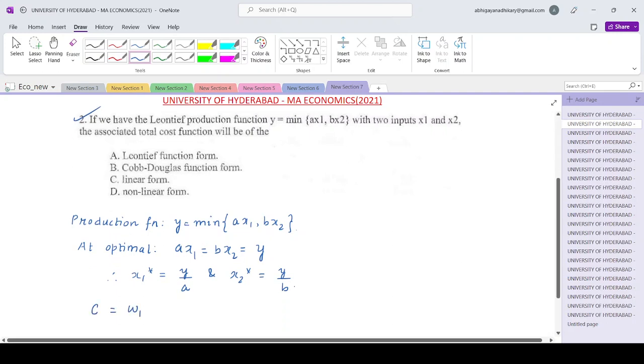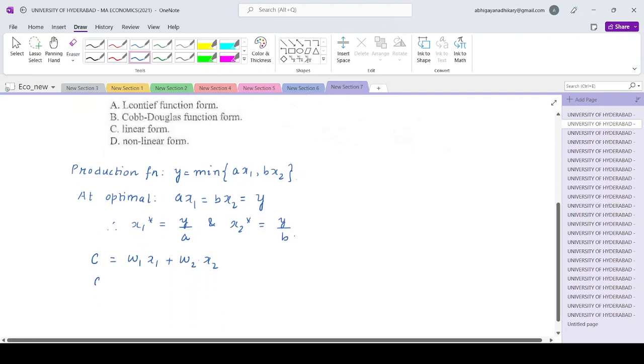It is basically the payment made to factor x1 into the units of x1 purchased, plus the payment made to factor x2 into the units of factor x2 purchased. So the cost function will be replaced by the cost minimizing values. So this will be w1 times y by a plus w2 times y by b. So we get an expression like w1 by a plus w2 by b times y, which is basically linear in y.